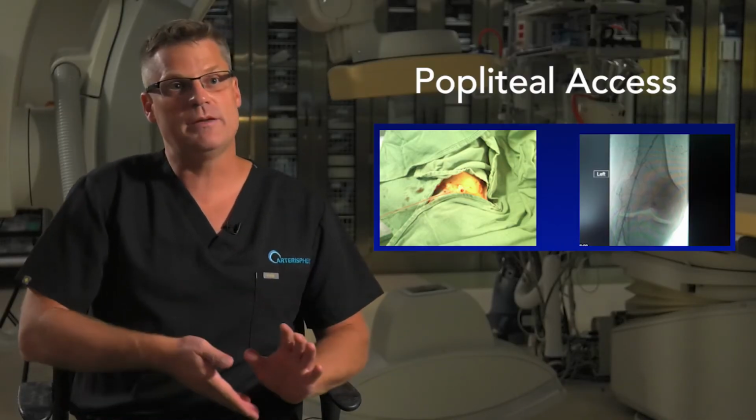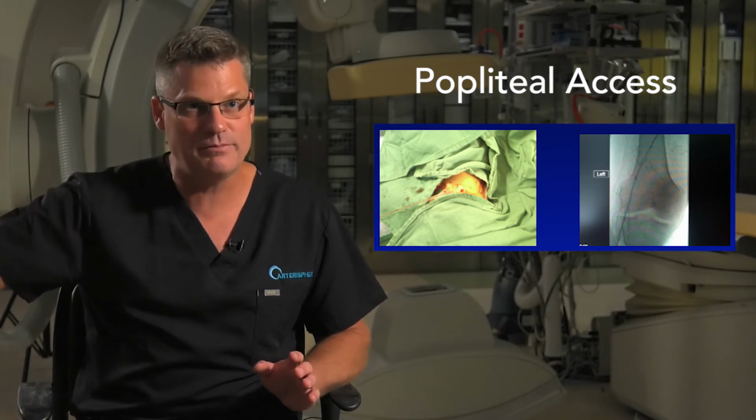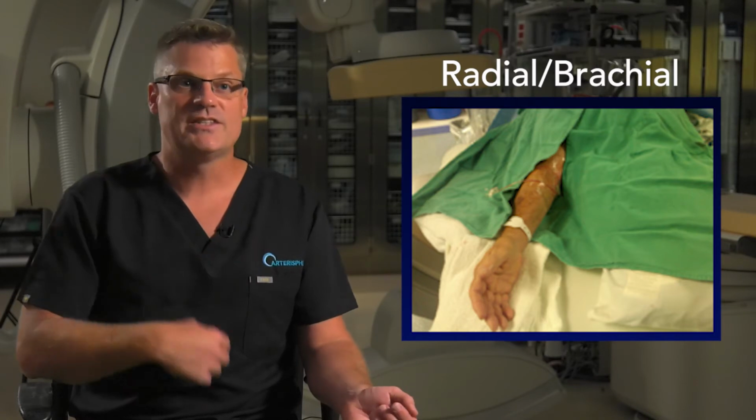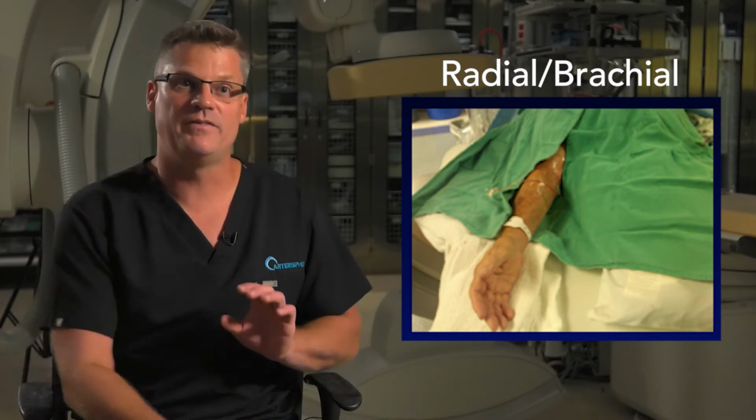To do this, you need to make sure you have a long sheath in place coming from the contralateral femoral approach, if that's the access site you would use to visualize from above, or you could use a brachial or radial approach such that you could visualize from above, such that you could cross and treat from below.